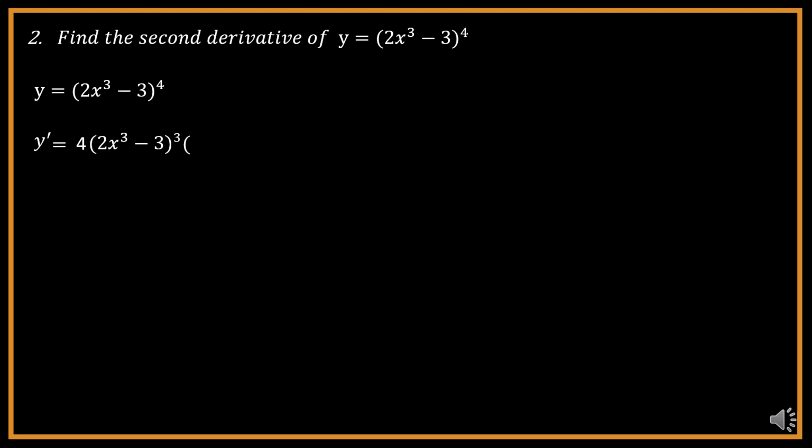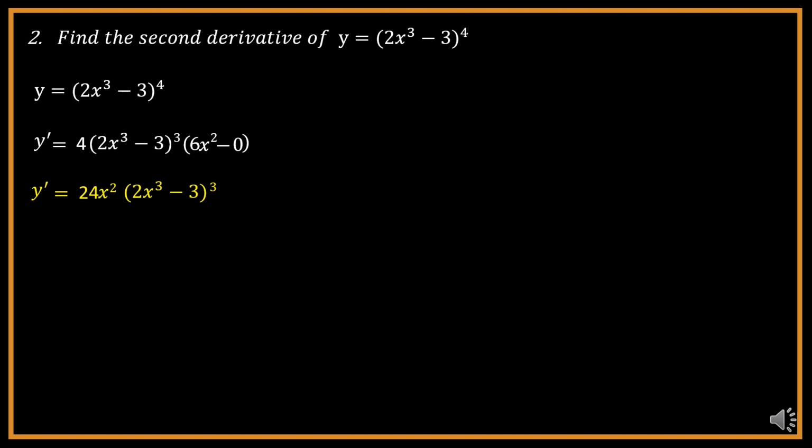Multiplied by the derivative of the base, 2x cubed: 2 times 3 equals 6. Copy the base, which is x, then subtract 1 from the exponent, and it becomes 2. Minus the derivative of 3, since that is a constant, equal to 0. y prime is equal to 4 times 6x squared, which is 24x squared. Copy 2x cubed minus 3 raised to the 3rd power. And this is now the first derivative.